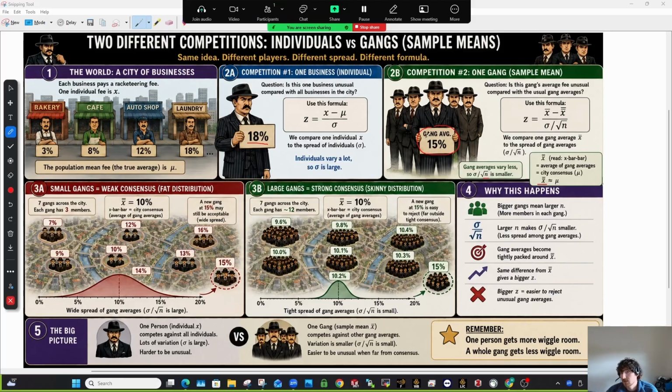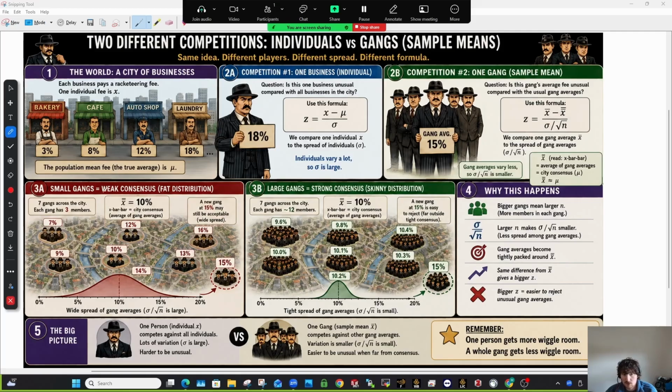So we're comparing how this 15% average for this one gang compares to the consensus if we get the mean of all the gangs. We put all their averages together, like the 9.9 plus 9.6 plus 10.4, add them all together, and divide by 6, or however many gangs there are. That's the x bar bar: the city consensus is that everyone should be paying 10%. Then you see this random new gang that has 15%. They might look very unusual when compared to the 10% x bar bar, the mu for the city.